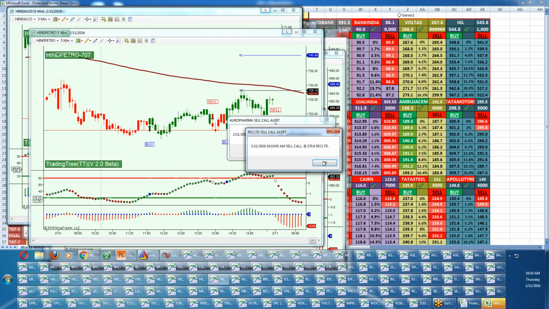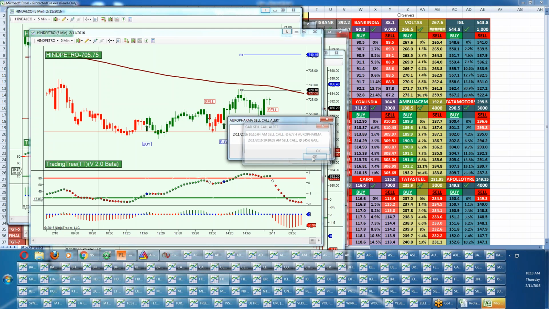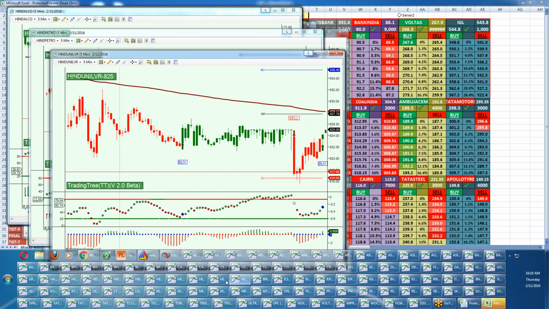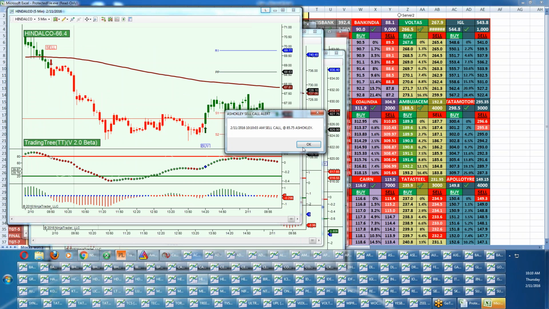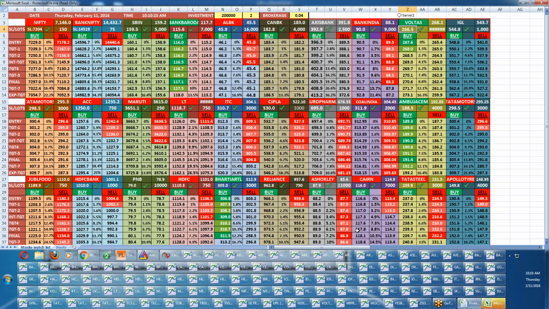So we were expecting this sell in Aurobindo Pharma. Aurobindo Pharma is also a sell. Ashok Leyland also we have a sell. So this is how you maximize your profits. So Bank Nifty we have a sell.